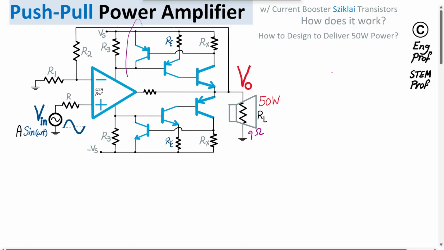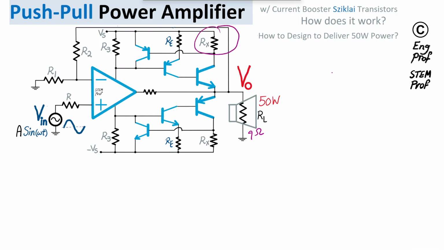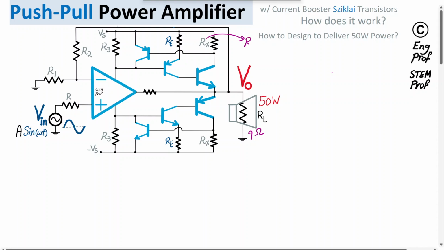We also have the current limiting PNP and the current limiting NPN BJT transistors that rely on the proper selection of Rx, sometimes referred to as RCL, the current limiting resistor, so that at the proper time these current limiting transistors turn on to protect, by limiting the output current, these expensive power transistors at the output.